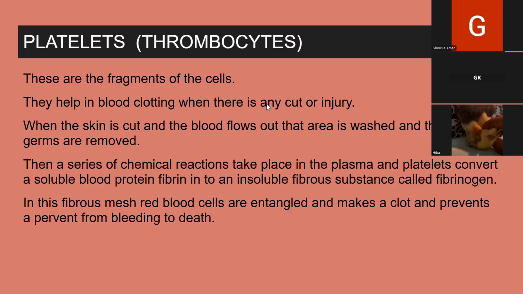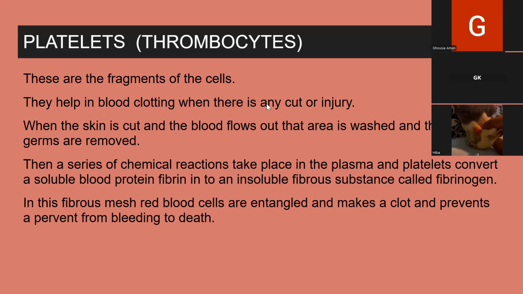Platelets. So what are platelets? Platelets are actually not cells. Rather, they are broken pieces of cells. Where are they coming from? They come from the bone marrow, the fatty substance in the bone. When red blood cells and white blood cells are being formed in the bone marrow and coming into our blood, some broken pieces of cells are also released. They are called platelets or thrombocytes.